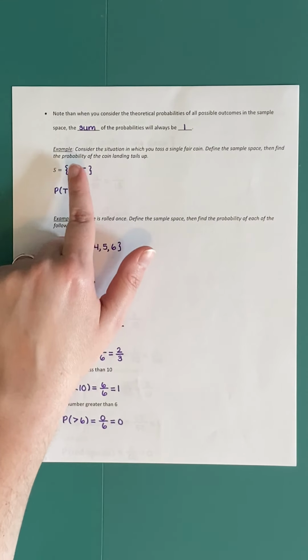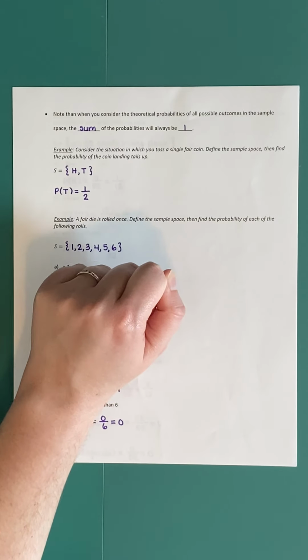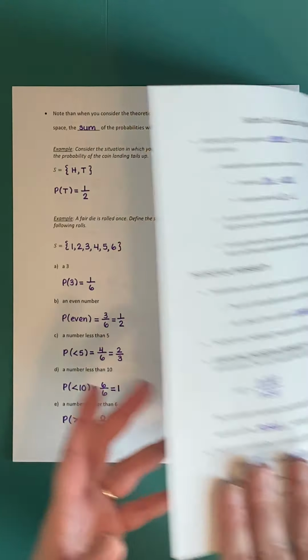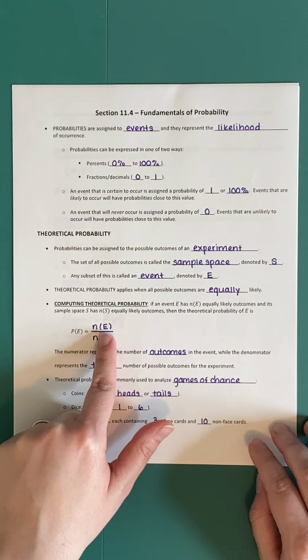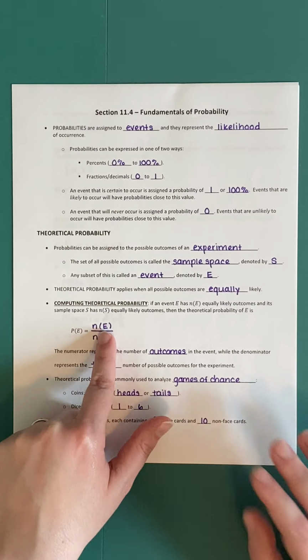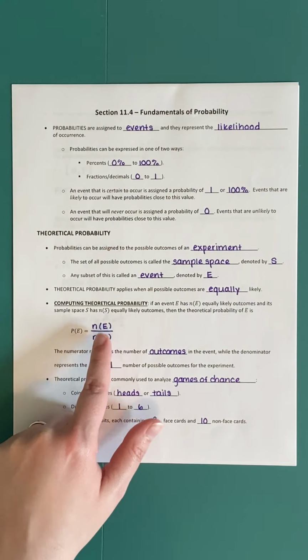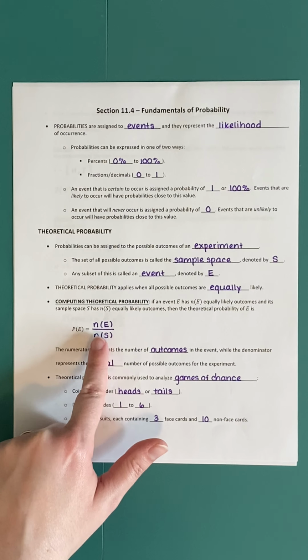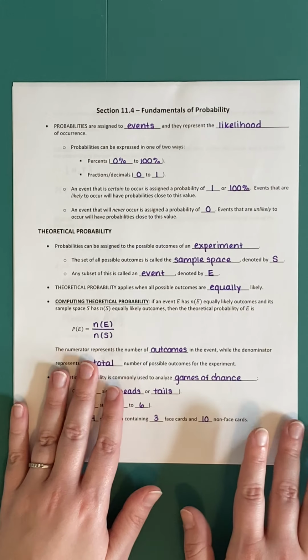What we want to know is the probability of the coin landing tails up. So if we're going to use the formal definition of probability, it's the number of ways that our particular event, our particular outcome or series of outcomes, can happen, divided by the size of the sample space. In other words, the total number of possible outcomes.